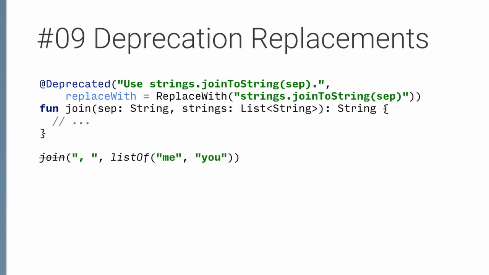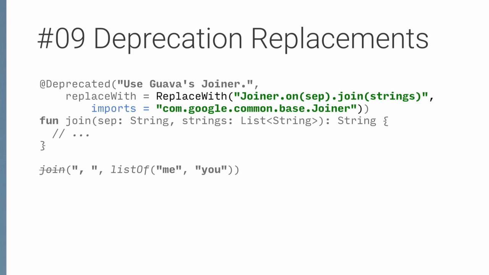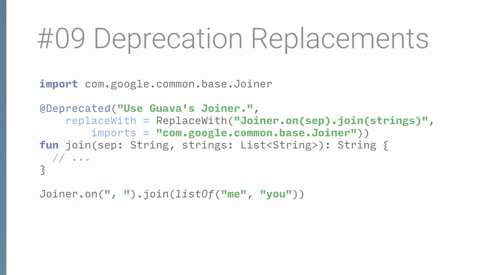If you, for whatever reason, need to import stuff, like you're using Guava's Joiner instead of the Kotlin standard library one, you can specify imports as well. And then when the replacement happens, you'll get imports.